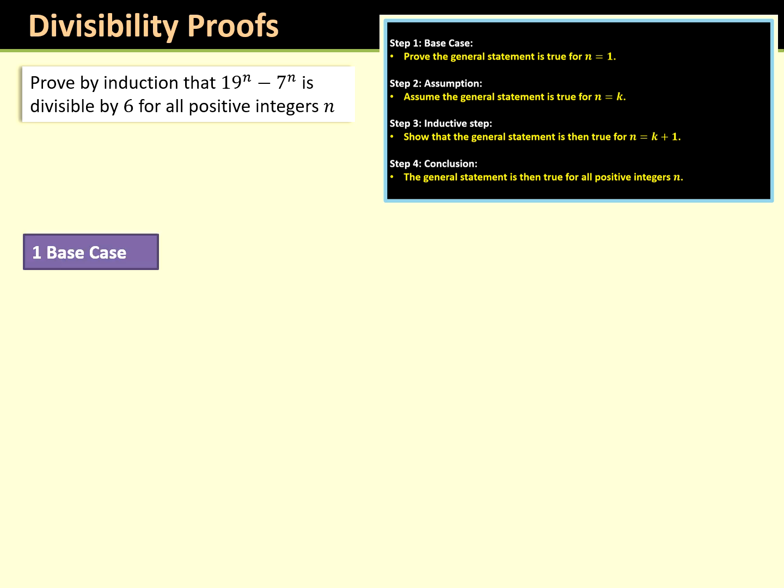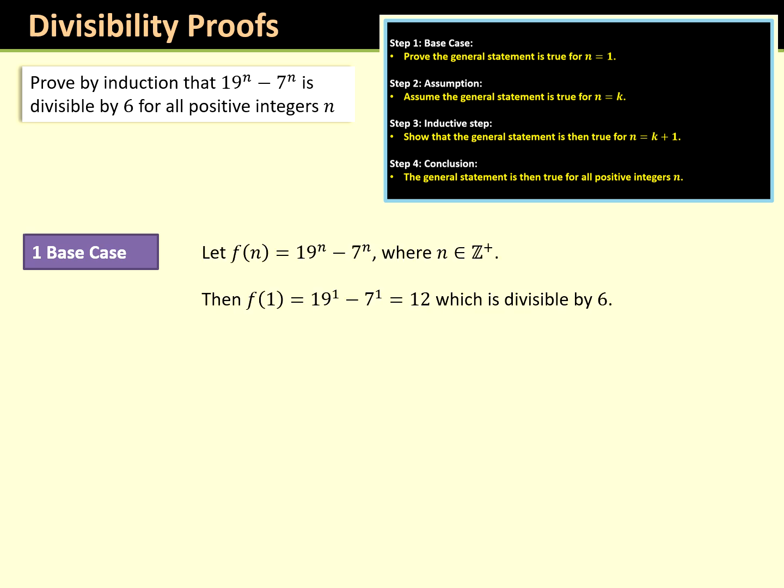So starting with our base case, when we look at n equals 1, if we define f(n), the function, as 19^n − 7^n, where n is a positive integer, then f(1) is just 19^1 − 7^1, which of course is 12, and we know that 12 is indeed divisible by 6, so it works for n equals 1.